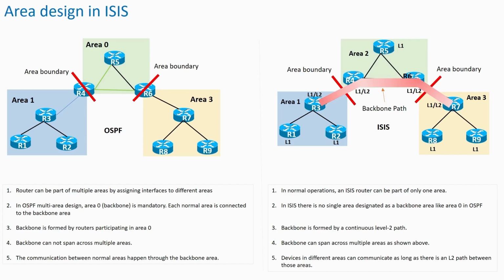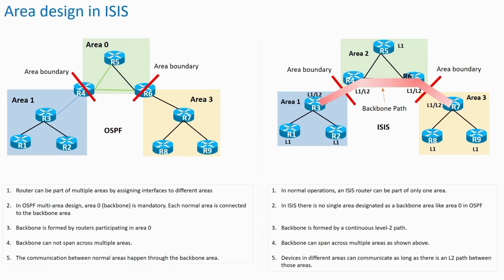Here, we will compare the area design in OSPF and area design in ISIS. On the left-hand side, you see an OSPF multi-area topology, and on the right-hand side, you see an ISIS multi-area topology. In case of OSPF, a router can be part of multiple areas by assigning interfaces to different areas. But in case of ISIS, in normal operations, an ISIS router can be part of only one area.